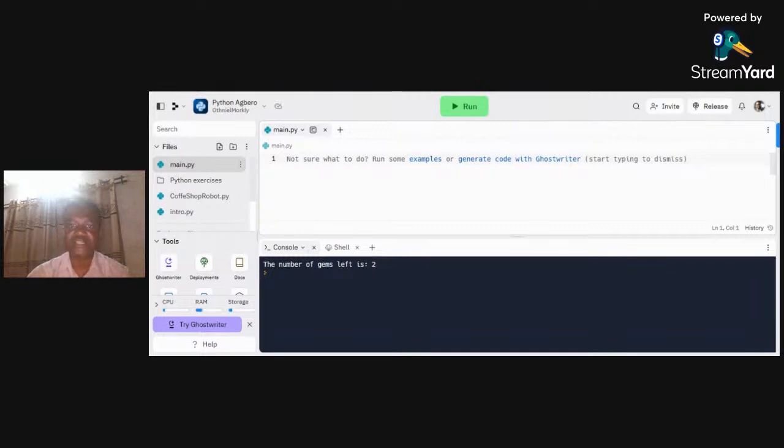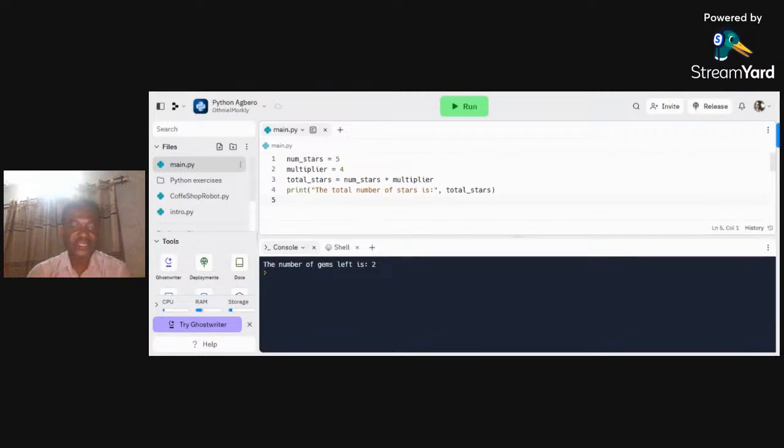So let's say you have a magic wand that can create sparkling stars. If you multiply the number 5 by 4 using the asterisk operator, you can create a magical display of 20 stars. So let's see how that would look in code. Let's say you have number of stars equals 5, and then you create a variable called multiplier, and you say it's equal to 4. So you say total stars should be equal to the number of stars multiplied by the multiplier, this variable here.